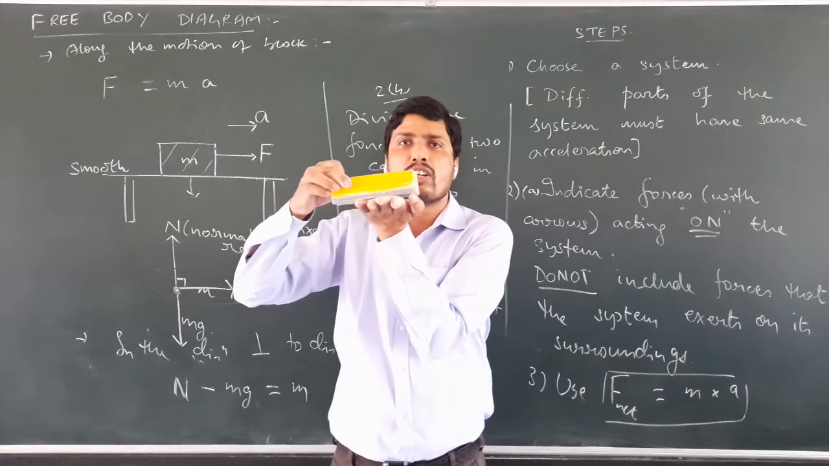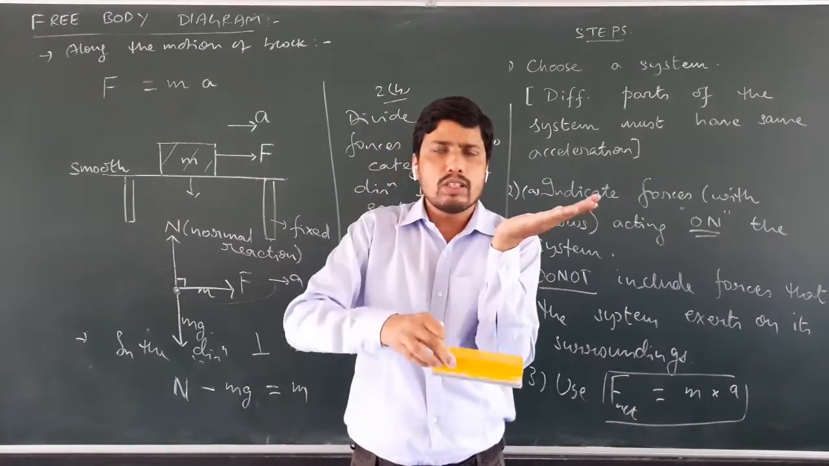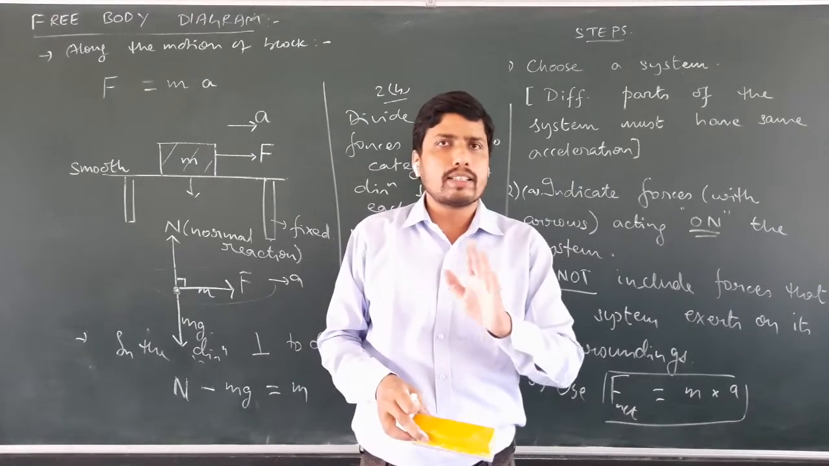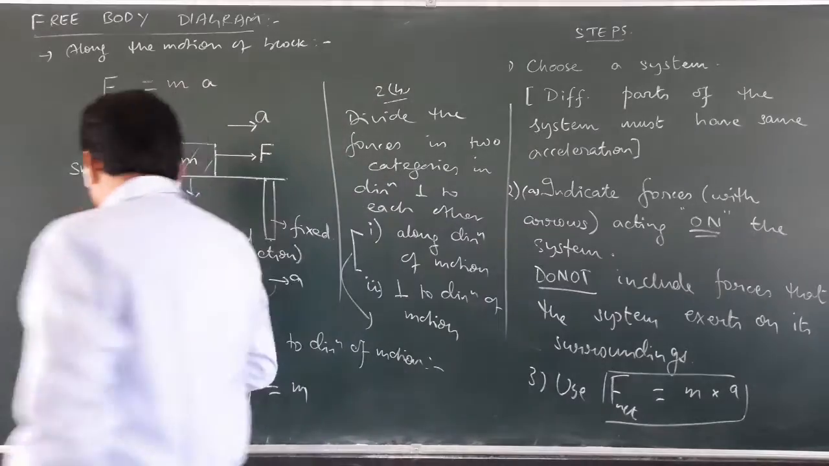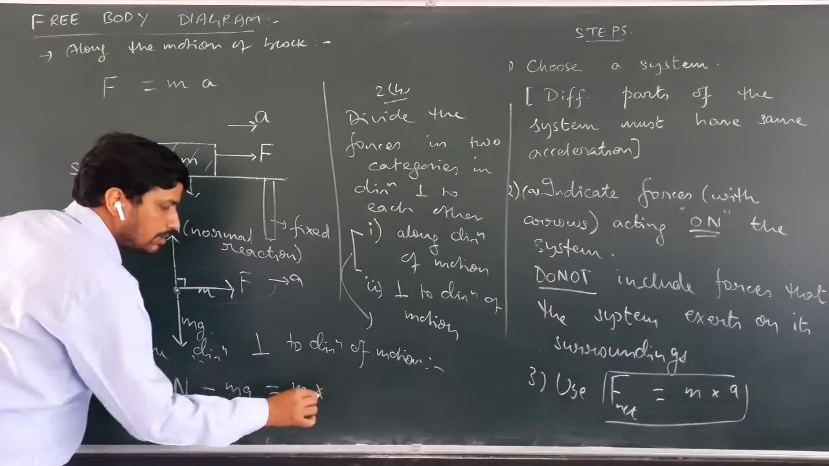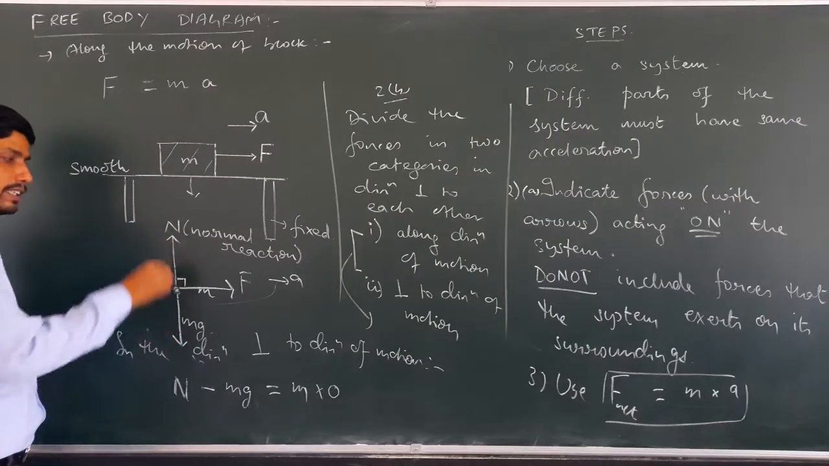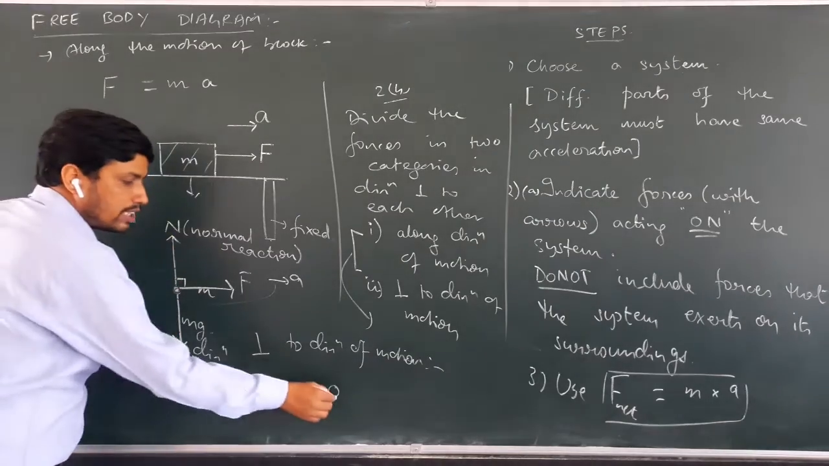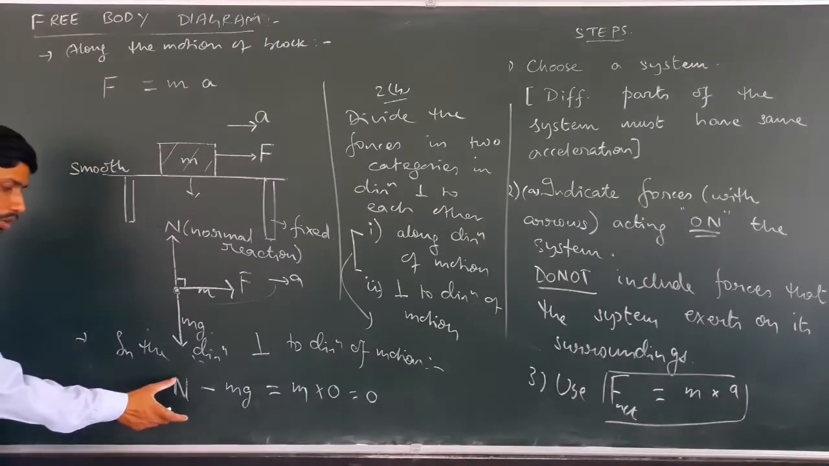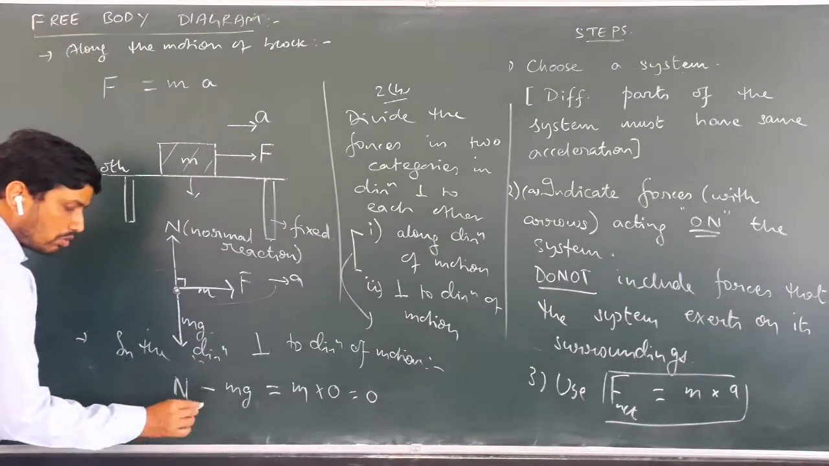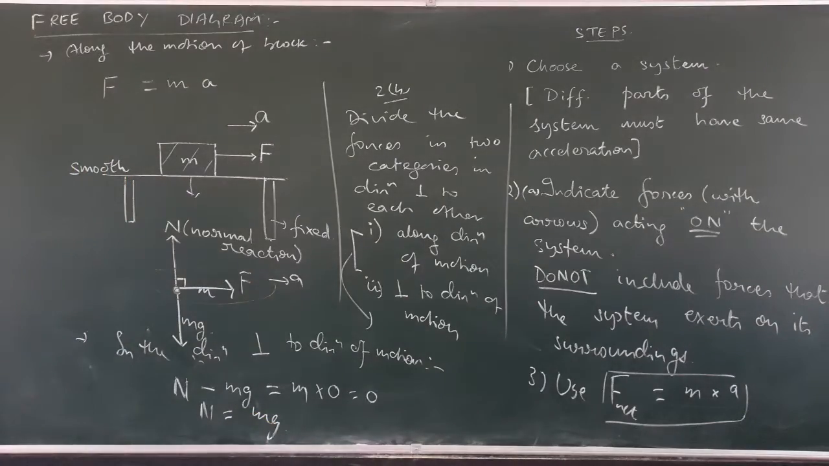Now think, students, this block, how is it moving? It is moving in the horizontal direction like this. Is it moving upward or downward? No. In the vertical direction, there is no motion, so there is no acceleration. That means a is 0. In this perpendicular direction, there is no acceleration, so I will write 0. If this becomes 0, that means N minus mg is equal to 0. So N equals mg.